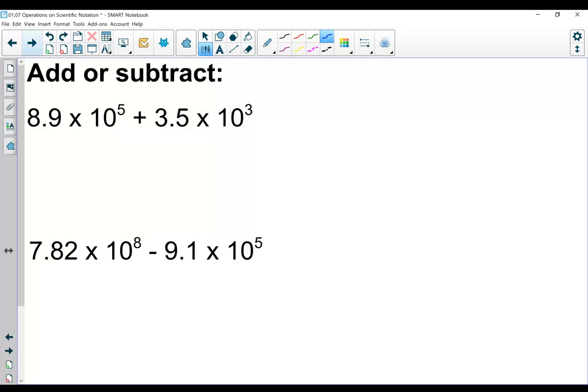So we've done multiplication, division. Now we're looking at adding and subtracting. So our method for adding and subtracting is going to be first that we're going to change both to have the smaller exponent.